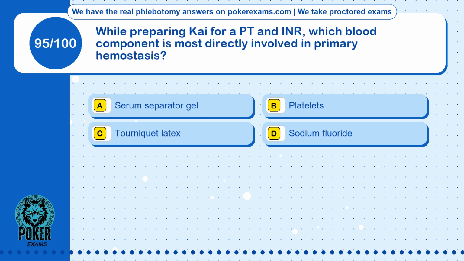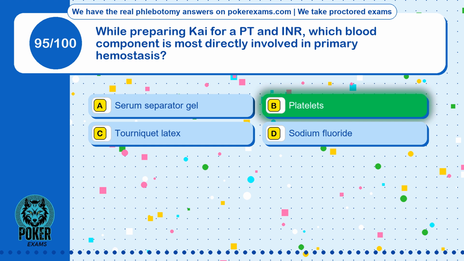Question 95. While preparing for a patient, which blood component is most directly involved in primary hemostasis? Option A, serum separator gel. Option B, platelets. Option C, tourniquet latex. Option D, sodium fluoride. The correct answer is option B.